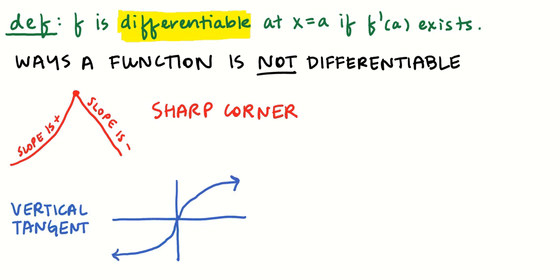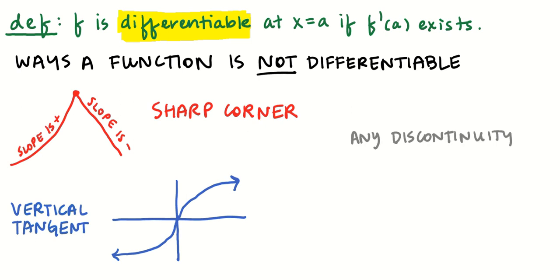Really, this is related to the fact that the graph of y equals x to the third has a horizontal tangent at the origin. This is not my best drawing ever, but if you graph y equals cube root of x on your own, you'll find that it has a vertical tangent at the origin.